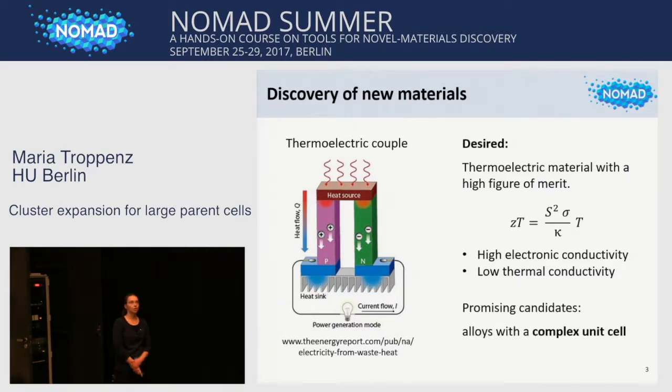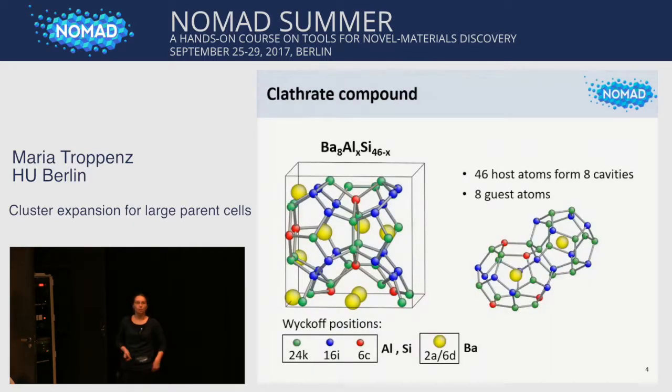Promising candidates for such a material are alloys with a complex unit cell. Complex in such a way that the phonons have a tortuous path through the crystal and the thermal conductivity is reduced. And also a complex unit cell can lead to a complex band structure, which then may have multi-valleys in the conduction band, and this increases the electrical conductivity. As a material, an example for such a complex unit cell is the clathrate compound.